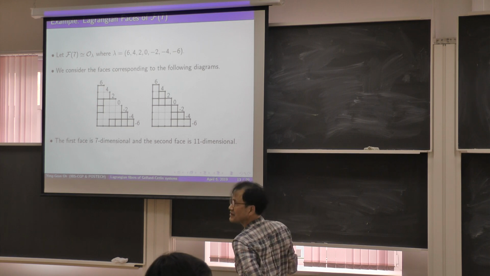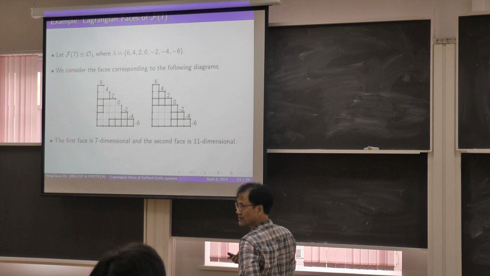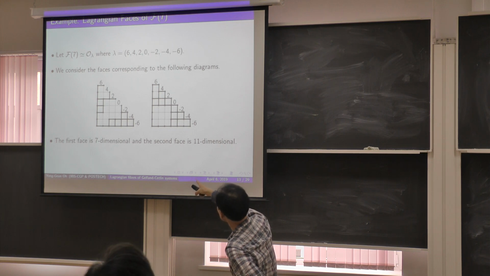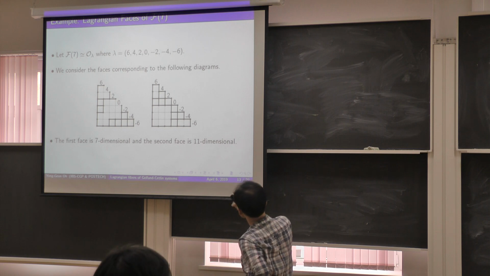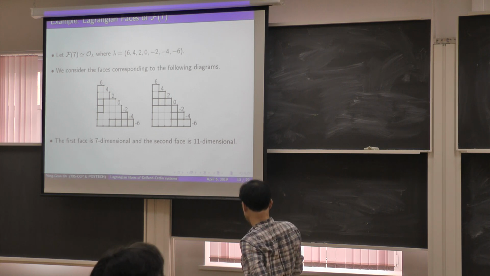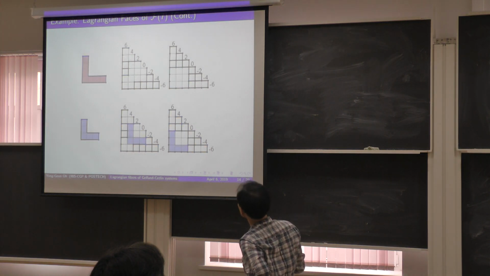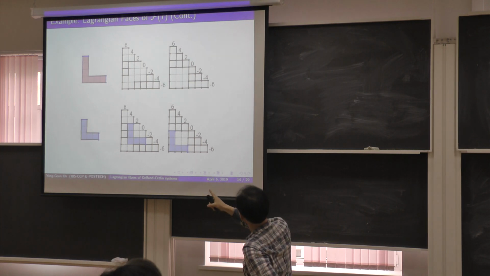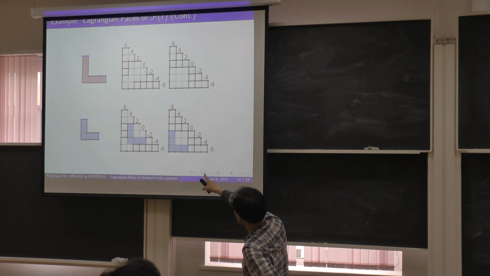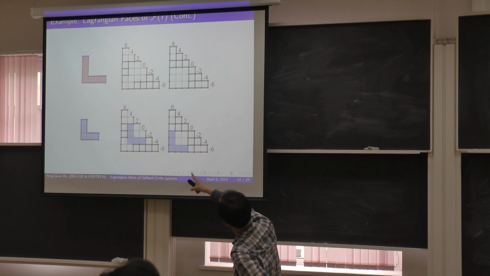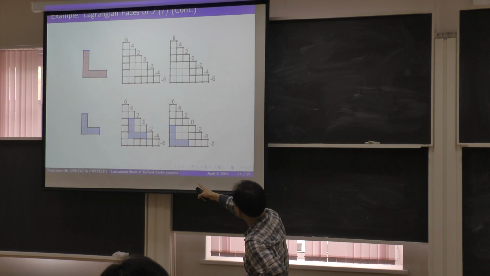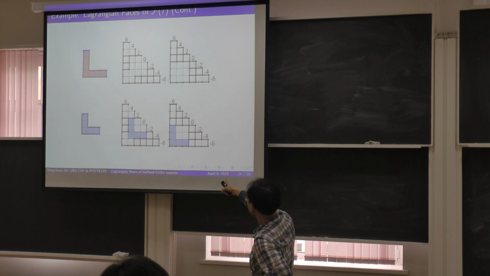So let's look at these two particular diagrams and see if they correspond to Lagrangian. Okay? It turns out the first phase is 7-dimensional because there are 7 loops. The second phase is 11-dimensional because there are 11 loops. You can count it. And let's try to play the game. On the left one, there is no place we can put this pink L block in this diagram, but you can put this blue L block in this diagram in this way.